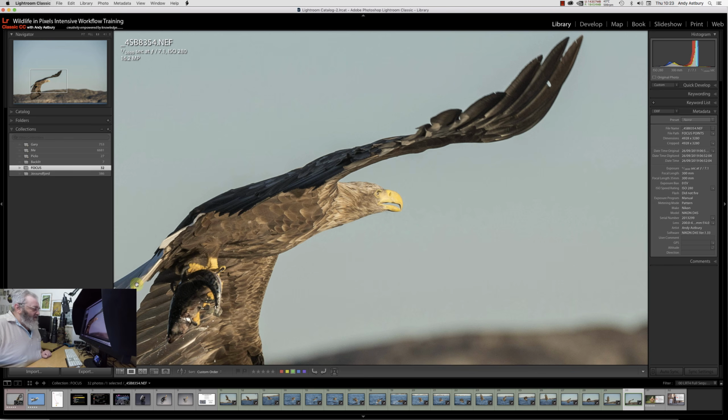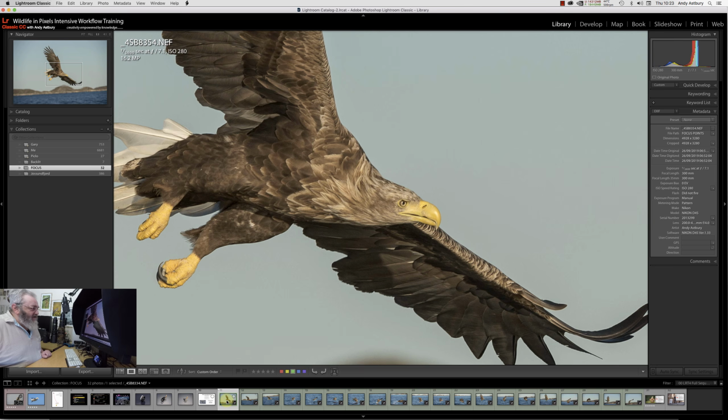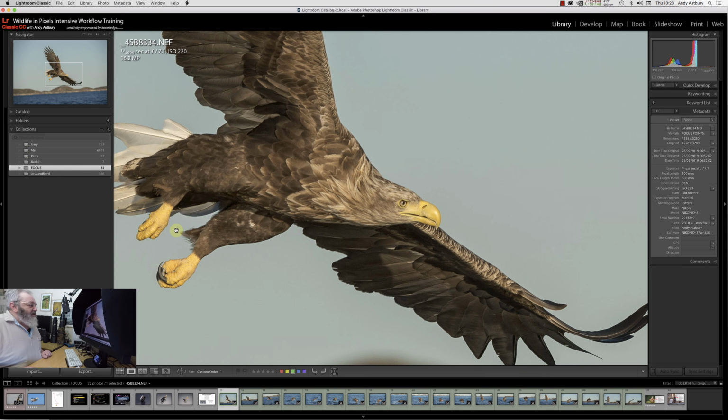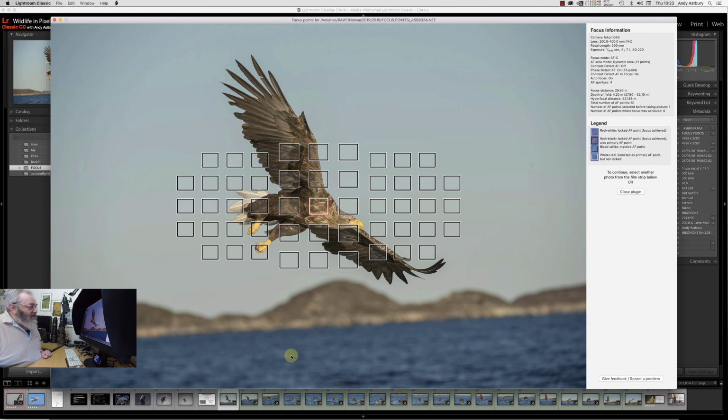Now then, if I come back to the first frame, I'm going to fire up a plugin for Lightroom, which you can get very easily by downloading it and installing it off the internet, and it's called Show Focus Points. So what we're going to do is show the focus points when it decides to, and there we go. And so you can see here that I'm actually using dynamic area 21 point.